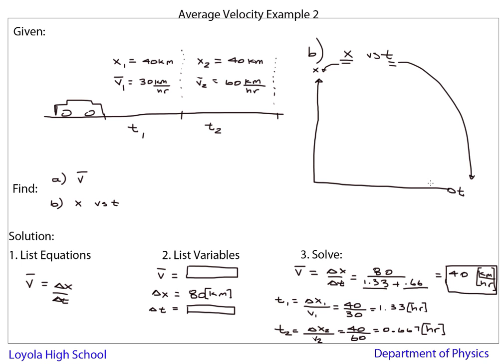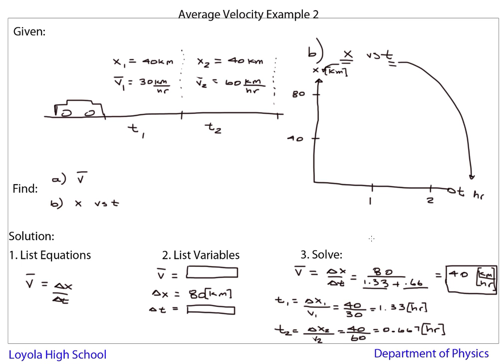So to map this out a little bit, I'm going to go 2 hours here. This is in hours. 1 hour here. And this is going to be x in kilometers here. The unit here is kilometers. So 80 is here. And the halfway point is approximately there at 40.